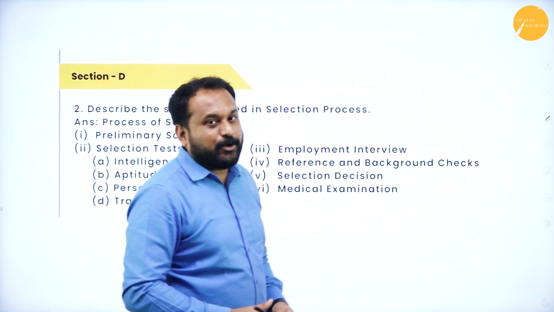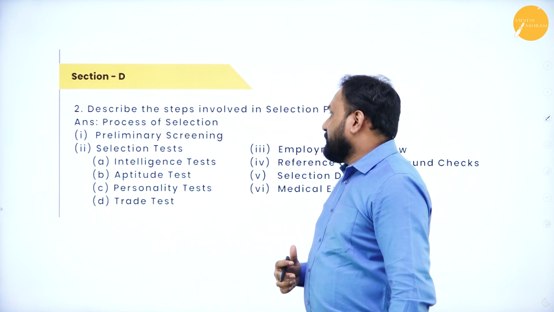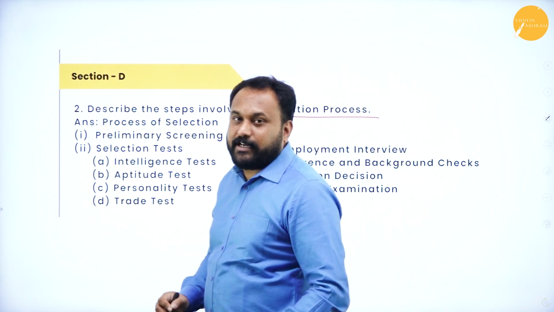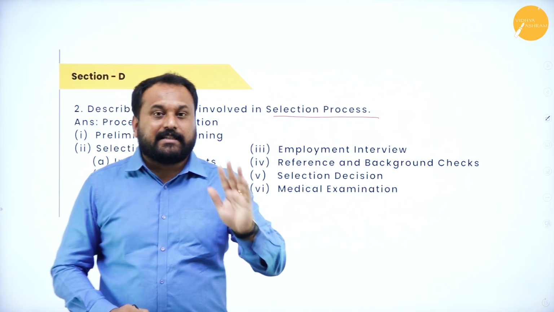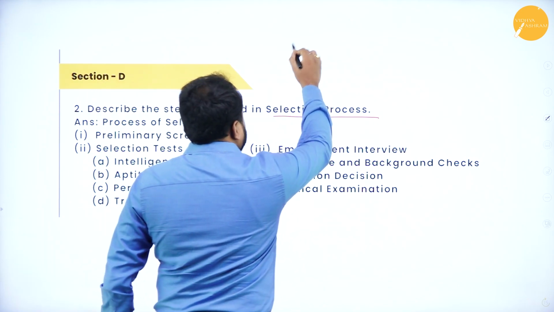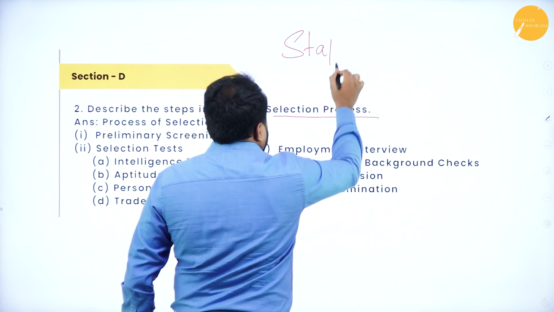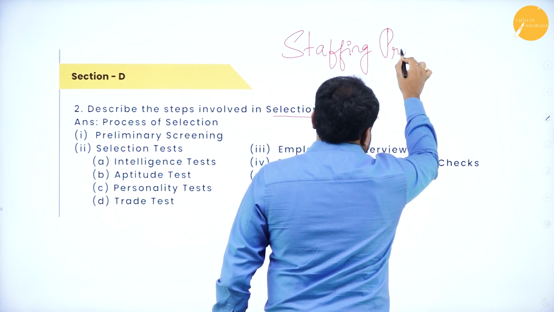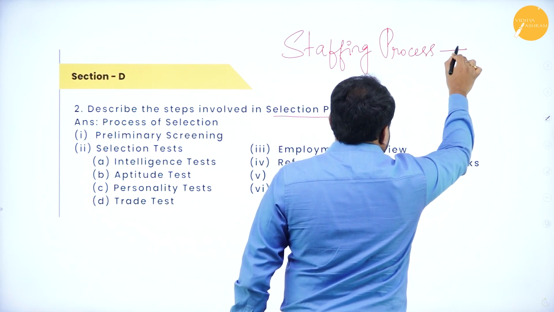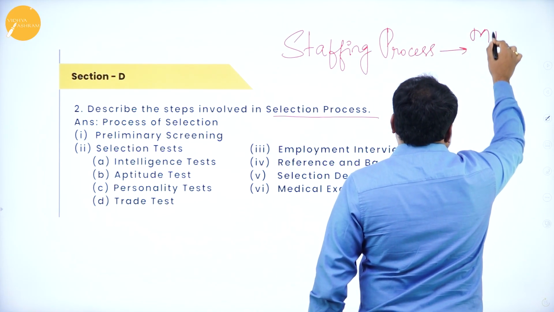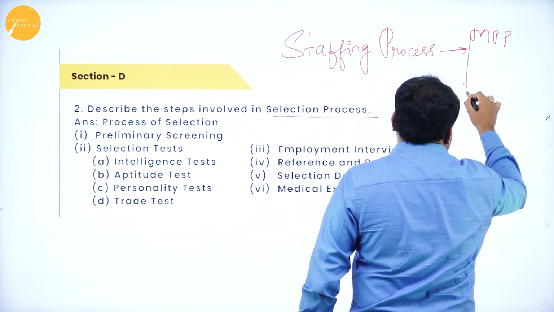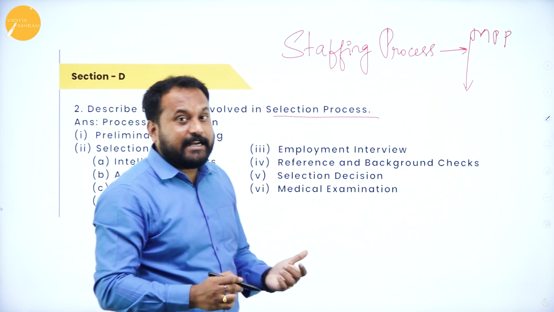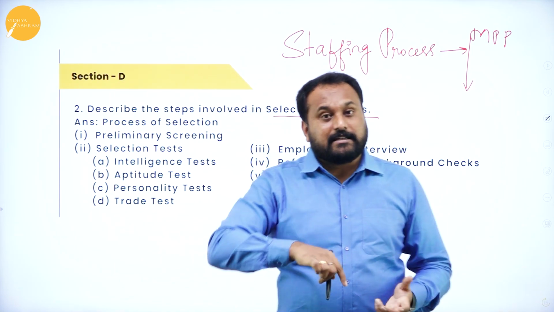The next question here we have is, describe the steps involved in the selection process. Please never get confused between the staffing process and the selection process. I'll just write it here. See here, you have the staffing process. Now, the staffing process always starts from manpower planning. Okay, then it goes on. But here we have the selection process. Now, how will you select a person? That is the next level.